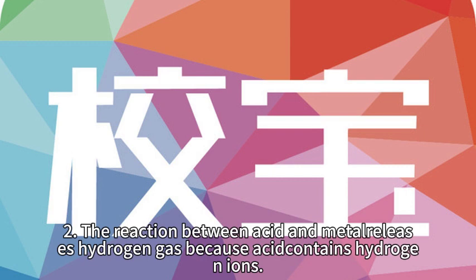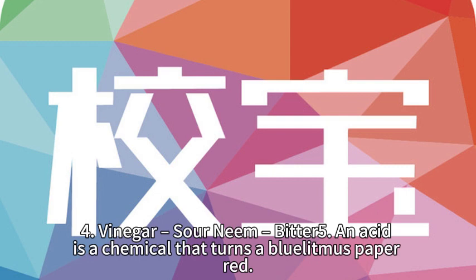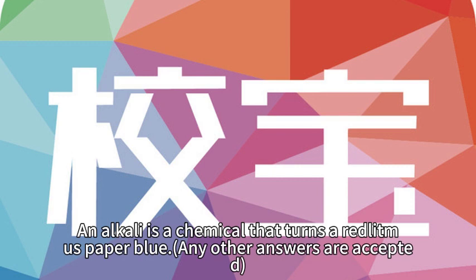2. The reaction between acid and metal releases hydrogen gas because acid contains hydrogen ions. 3. Magnesium ribbon exposed to air will be oxidized. Therefore, the magnesium ribbon should be cleaned with sandpaper to remove the oxidized parts. 4. Vinegar, sour, neem, bitter. 5. An acid is a chemical that turns a blue litmus paper red. An alkali is a chemical that turns a red litmus paper blue. Any other answers are accepted.